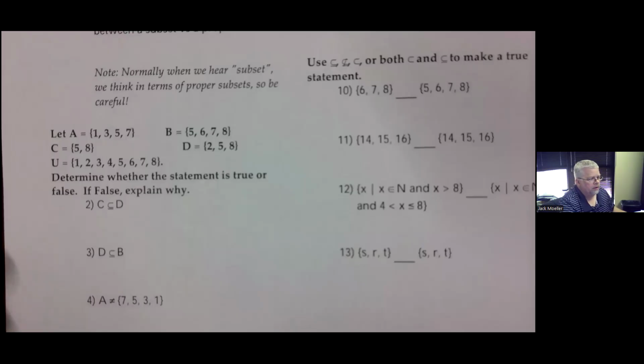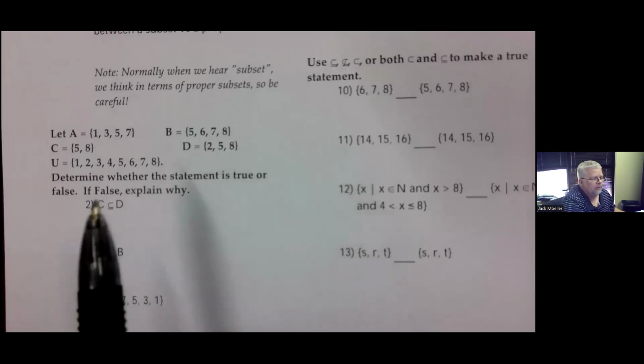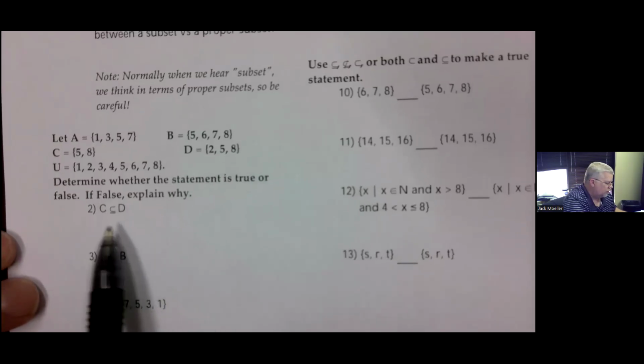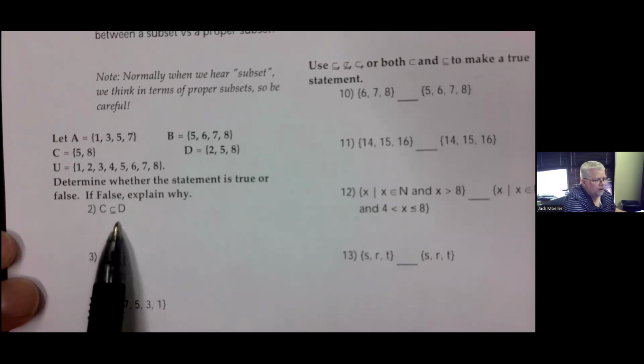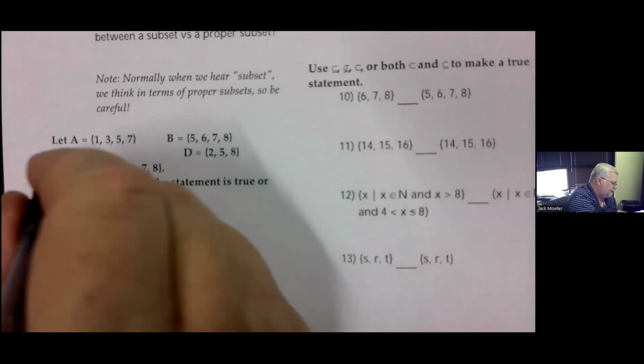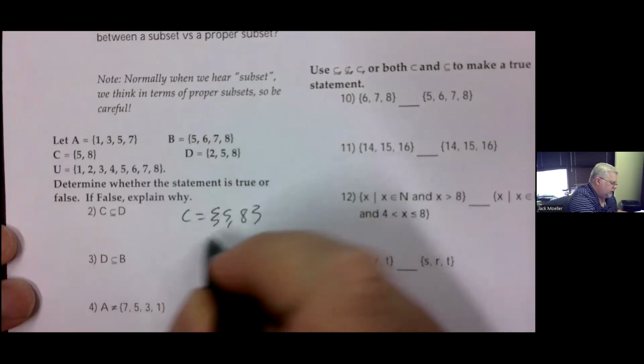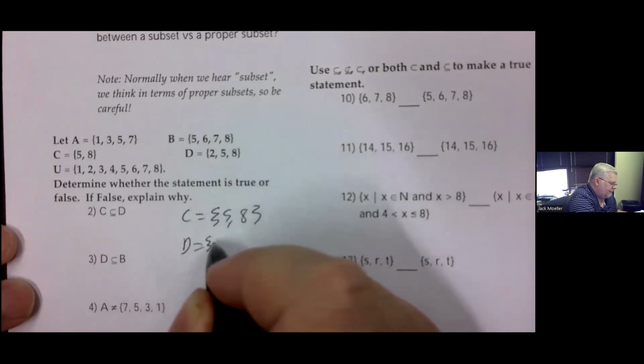All right, so let's go through this. Determine if the statement is true or false, and if false, explain why. We'll explain either way. So first of all, you have to be able to read this. You have to know that is a subset symbol because of the equal to. So this is saying, is C a subset of D? Well, here is C. It's the set 5, 8. And D is the set 2, 5, 8.